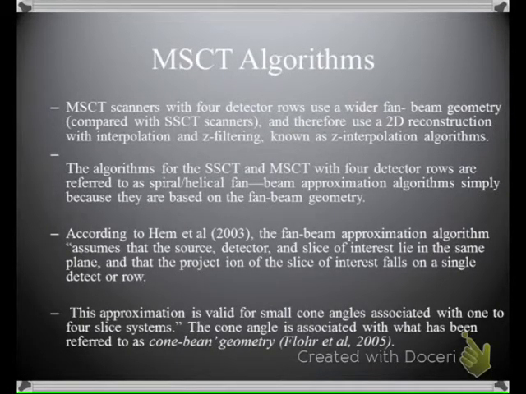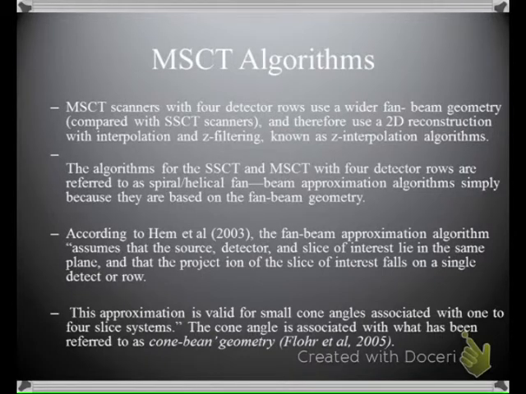Multi-slice CT scanners with 4 detector rows use a wider fan beam geometry compared with single-slice CT, and therefore use a 2D reconstruction with interpolation and Z-filtering known as Z-interpolation algorithms. The algorithms for single-slice and multi-slice CT with 4 detector rows are referred to as spiral helical fan beam approximation algorithms, simply because they're based on fan beam geometry.